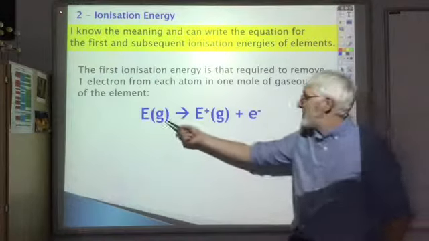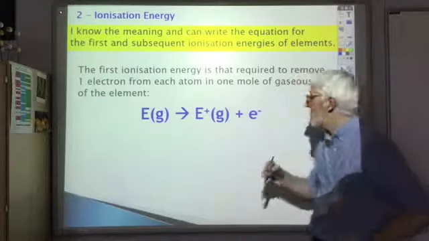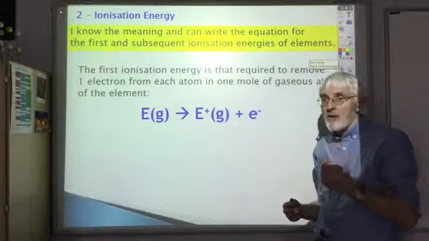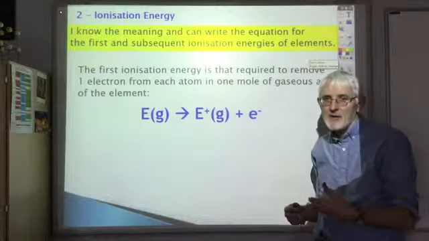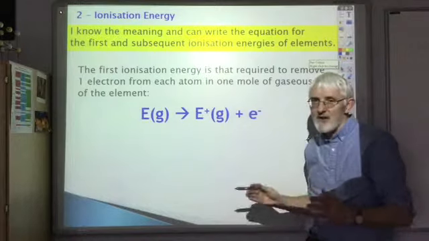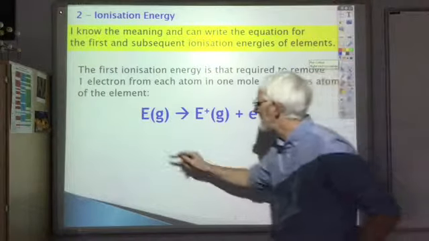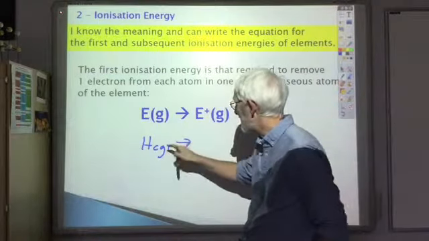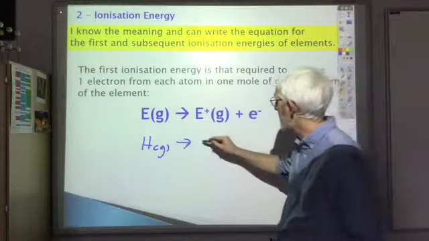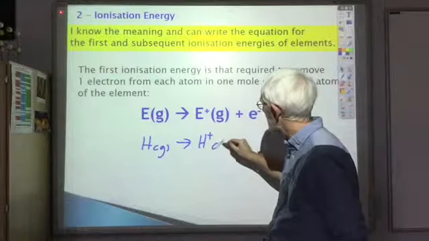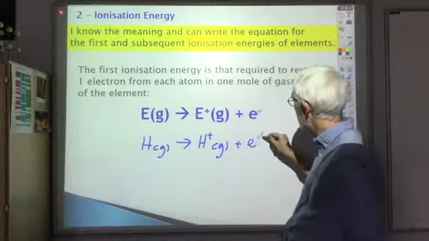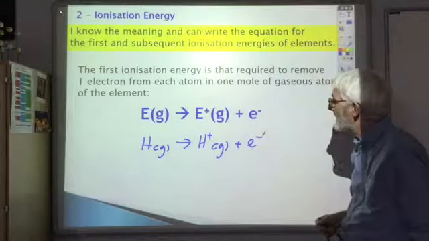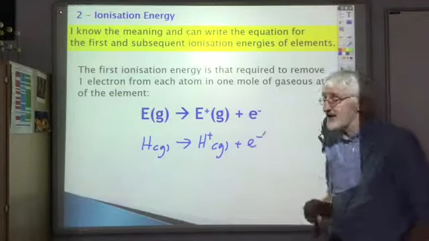This is the way we write it, where E stands for any element. And we mean any element. What they often ask you is to write it for a diatomic element to try and fool you. But it doesn't matter if the element's diatomic, say like hydrogen. The equation would still be H, gas, and it's imperative you put in state symbols, go to H plus, gas, plus an electron. So don't be tempted to put in H2. So that's the first ionisation energy.